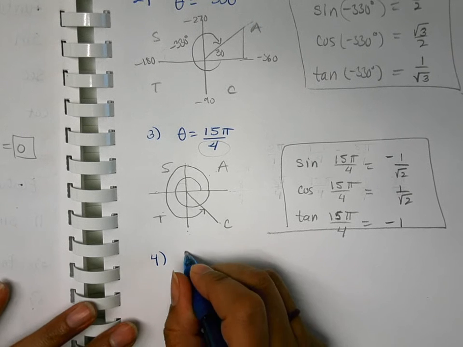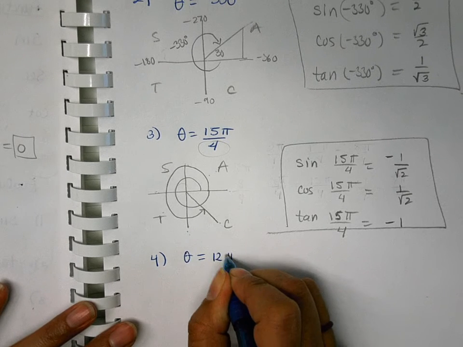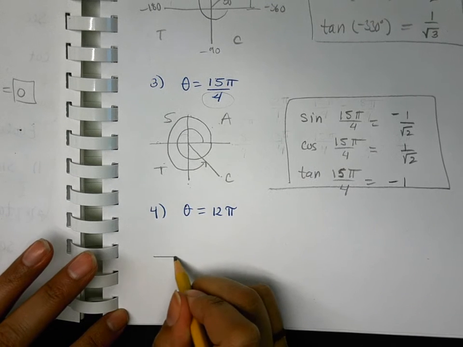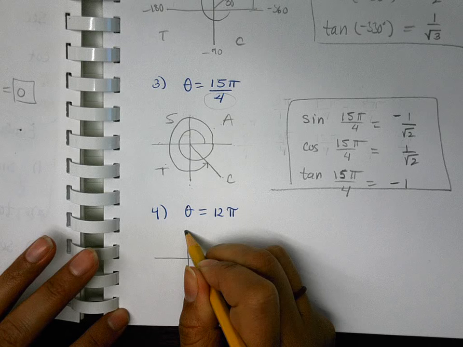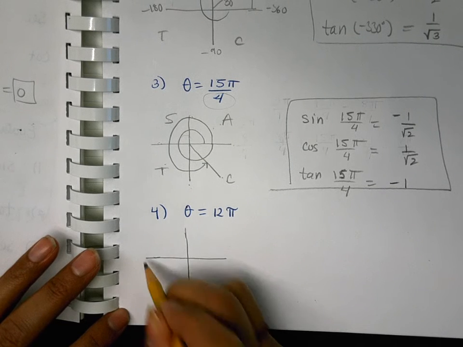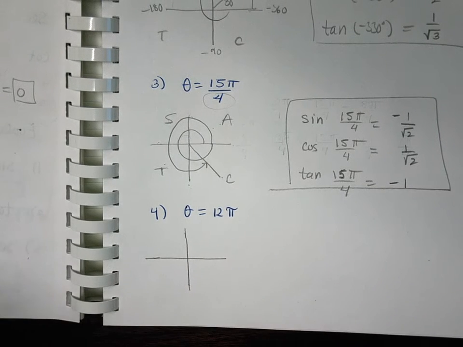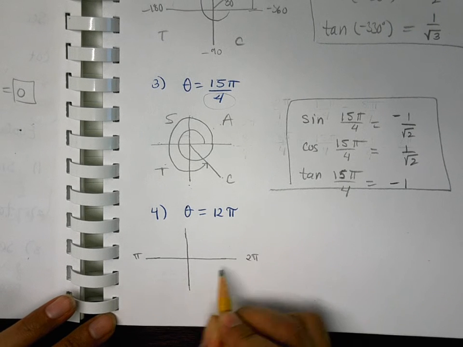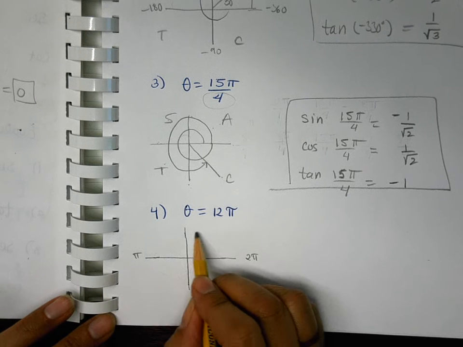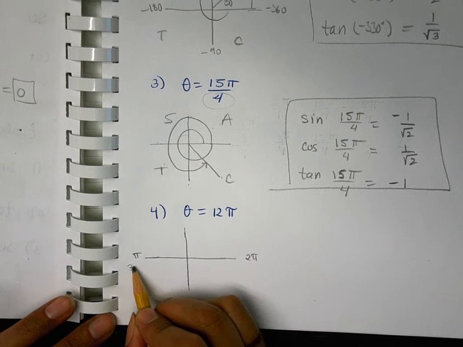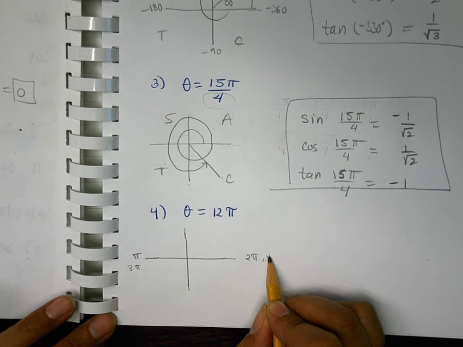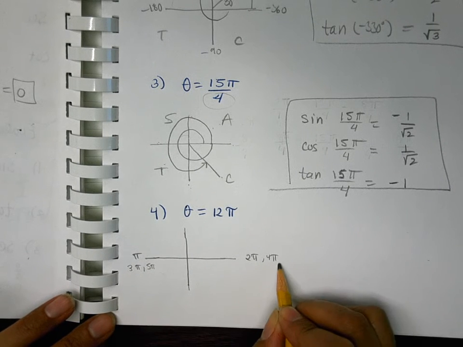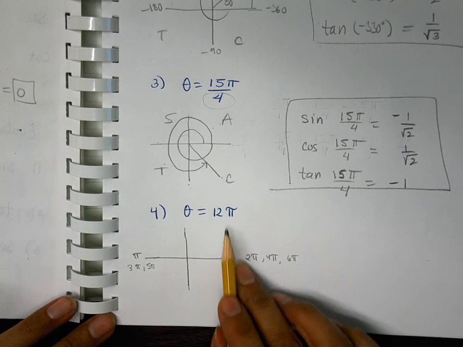All right, last one. Theta equals 12 pi. I'm going to draw a few of them, and then we're going to see if we can figure out the pattern. Do you guys agree this is pi, this is 2 pi? So 1 pi, 2 pi. If I went back around, this would be 3 pi. This would be 4 pi, 5 pi, 6 pi, and I'm going to stop here. Is that enough to figure out where 12 pi is going to be?